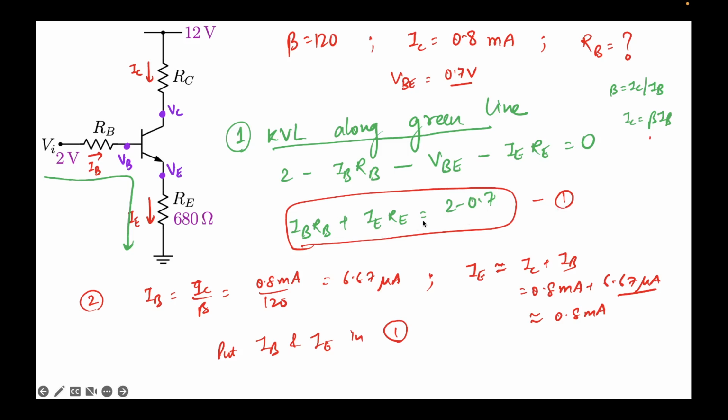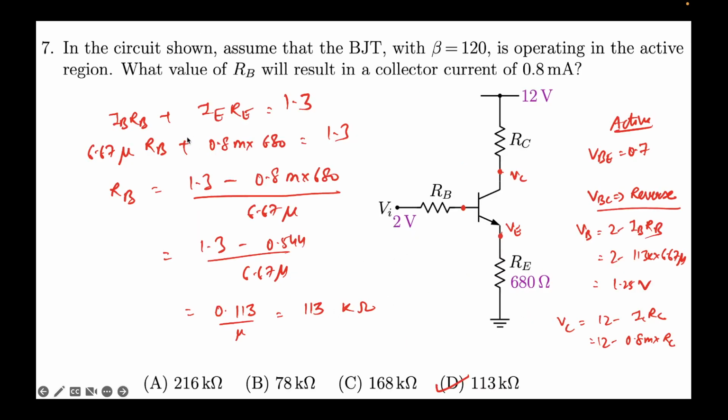So we know this is 1.3, we know RE, we are required to find RB, but we don't know IB and IE. We can find that. How? Because we know IC is given and IB is nothing but IC upon beta. So I put in the values, I get IB equal to 6.67 microamps, and since beta is large, I'll assume that IE is approximately equal to IC. Essentially, I'm ignoring IB for this expression. IE will come out to be 0.8 milliamps. So now we know IB and IE. We put this in this expression, which I have done here. I'll rearrange the terms. This is just simple algebra, and we obtain RB is 113 kilo ohms. That was option D over here.